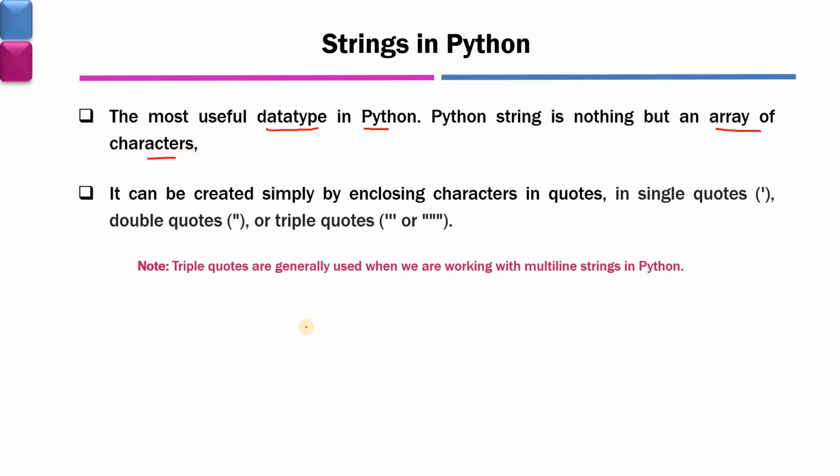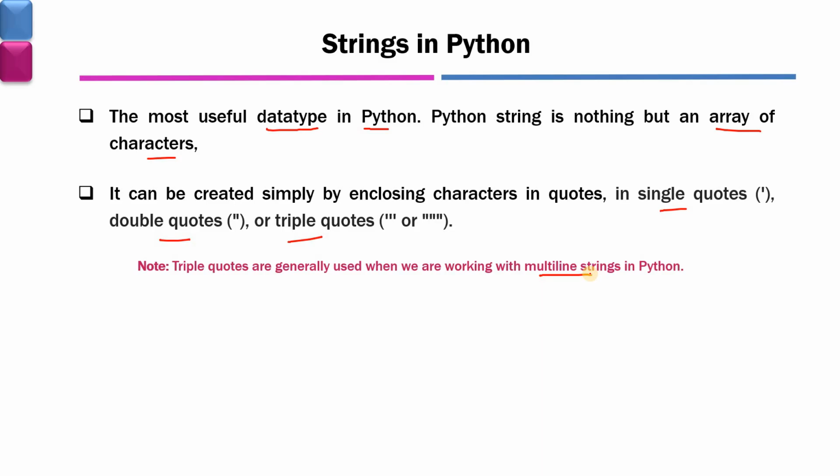How can you create a string? By enclosing several characters within quotes. The quotes can be single quotes, double quotes, or triple quotes. But generally triple quotes are used whenever we are working with multi-line strings in Python. I will show you when we go to the Jupyter Notebook.